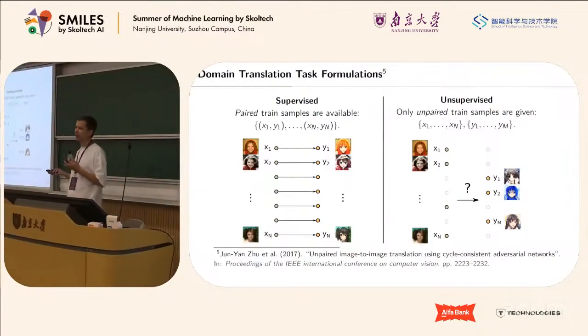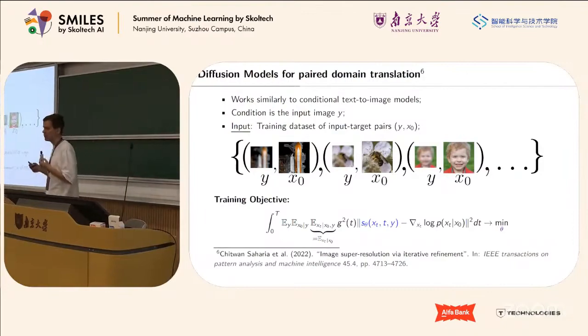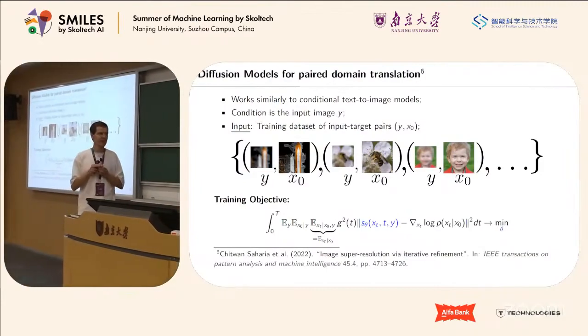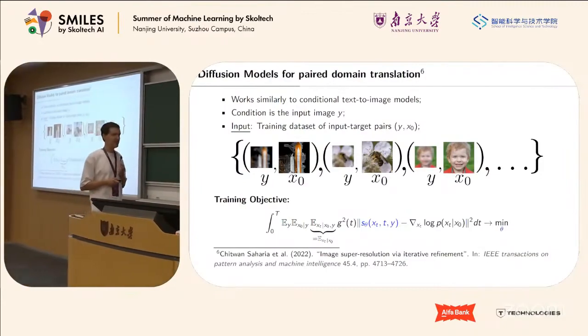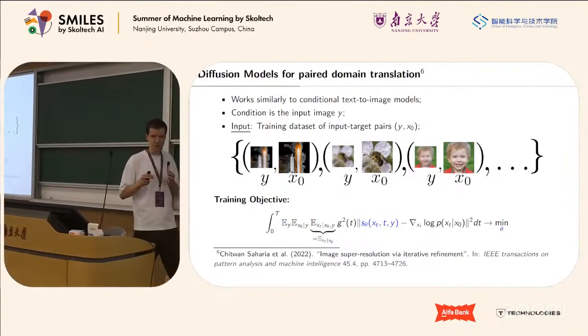So, okay, how can diffusion models be applied to all of these problems, paired or unpaired? First of all, let's talk about the paired case. How can diffusion models be applied to the paired case? Roughly speaking, in the same way as they are applied for text-to-image generation.